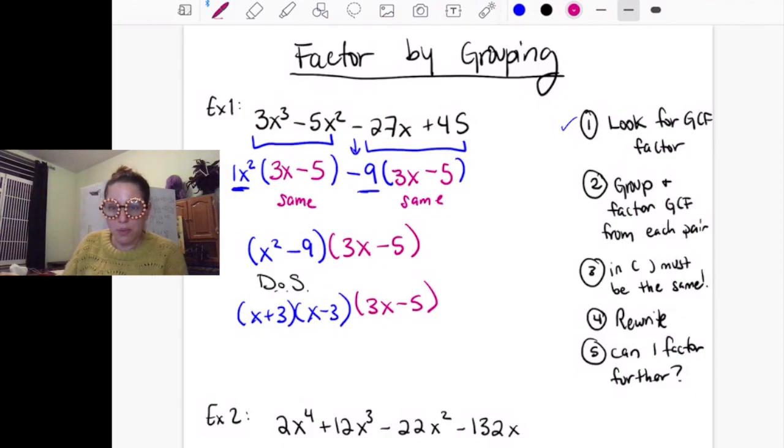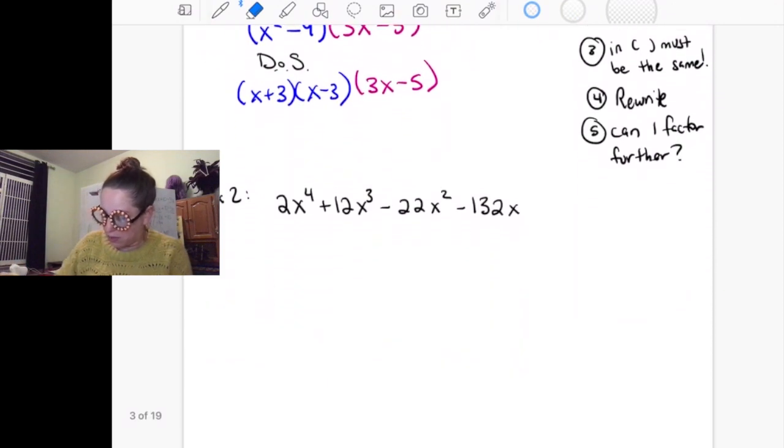And that's factor by grouping. If you had gotten to this step and there was no more factoring you could do, you just leave it alone. That would have been it. Okay, so now let's do another factor by grouping.